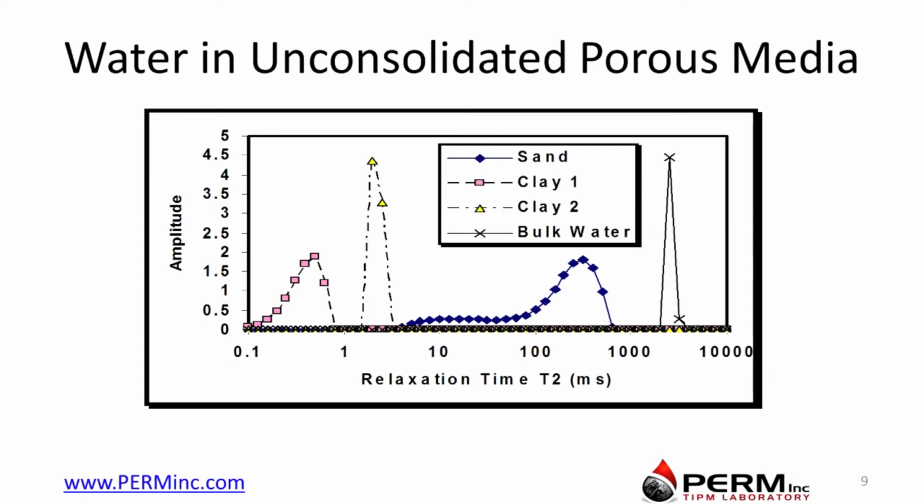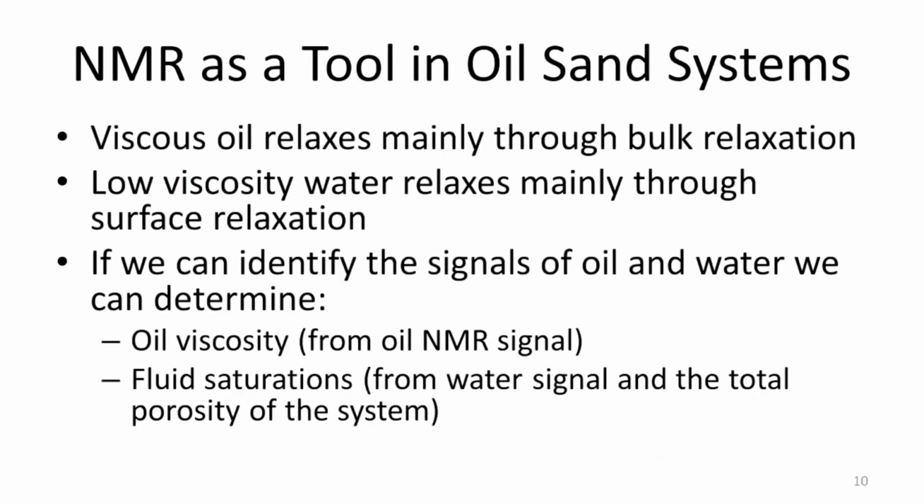Now, how do we put all of this together? In any oil sand measurement, we've got the NMR signal from oil, because oil contains hydrogen, and we've got the NMR signal from your connate water, which also contains hydrogen. The oil is a viscous fluid, so it's going to relax mainly through its bulk relaxation, and we'll see this in the next couple of slides as well. The low viscosity water will relax mainly through surface relaxation.